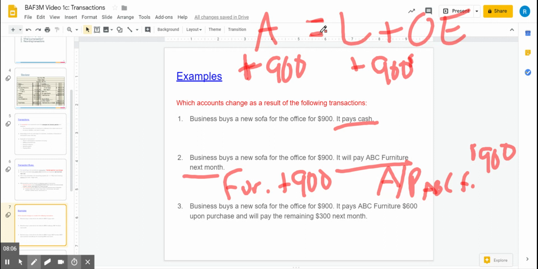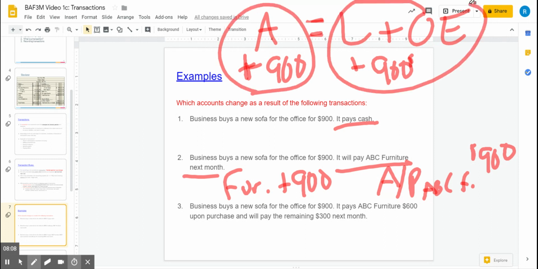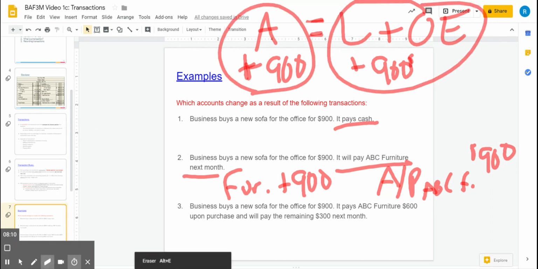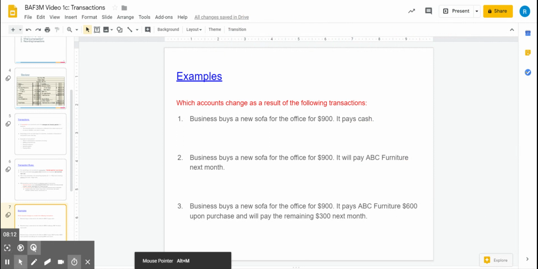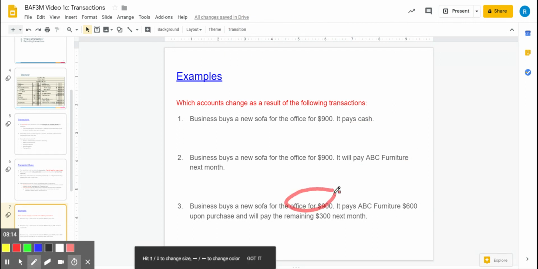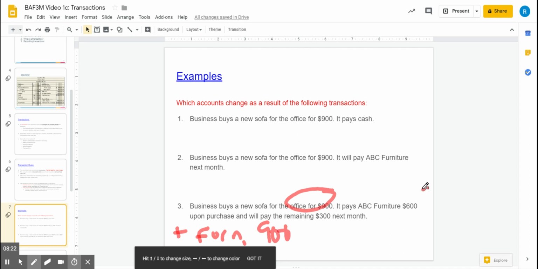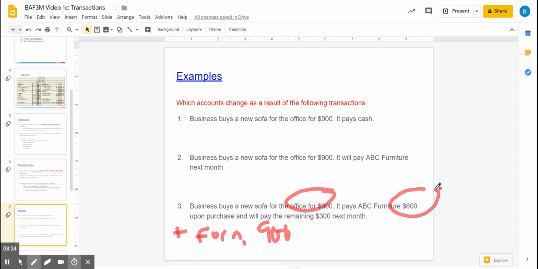The left side went up by 900 and the right side went up by 900. All right, and just to wrap this example up, what if it were a little bit different? What if we still bought this sofa for $900? So we're still going to have plus furniture, one of our assets, by 900. But this time we paid $600 upon purchase, and we're going to pay the remaining $300 next month.